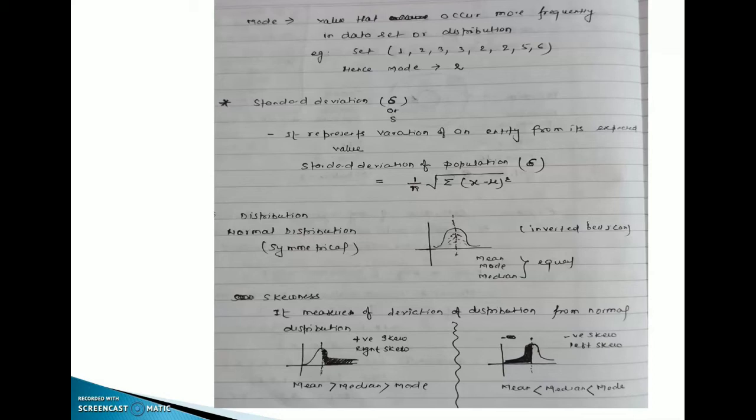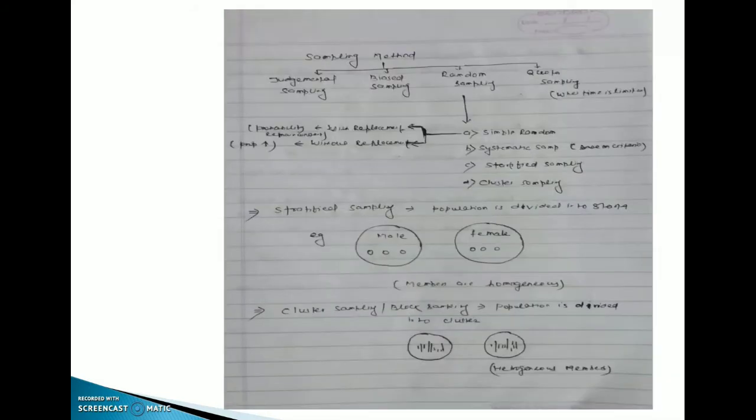These are two very important points. Actually, 3 important points I have given for your objective question: in normal distribution, mean, mode and median are equal; in right skew, that is positive skew, mean is greater than median is greater than mode; and in negative skew or left skew, mean is less than median is less than mode.